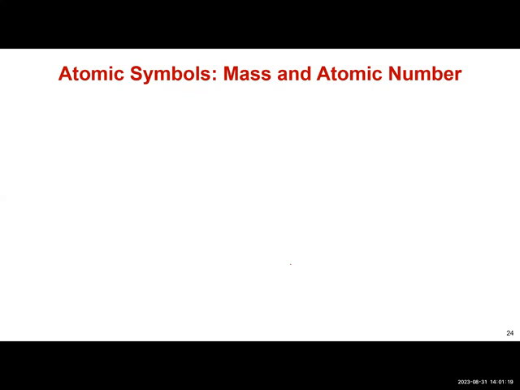Okay, atomic symbols and mass and atomic number. The mass of an atom depends on the number of protons plus the number of neutrons. Electrons are, atomic number is the number of protons. So mass number is the number of protons plus the number of neutrons.